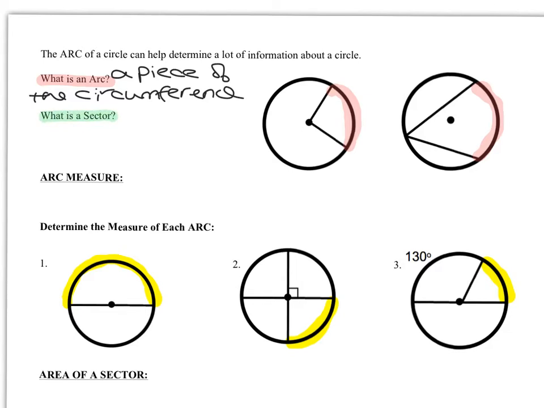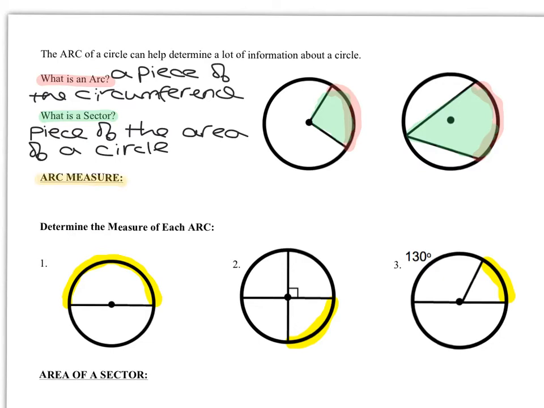Now let's talk about what a sector is. A sector is a piece of the area of a circle. I call the sector just the piece of pie. So the piece of pie that we're going to eat is that piece on the left circle and this piece on the right circle. A sector is just the piece of pie. Your arc is the crust.